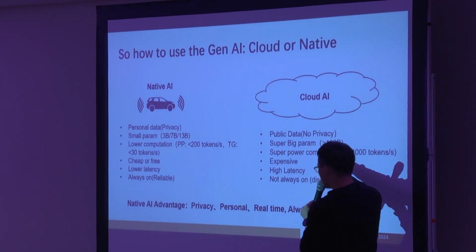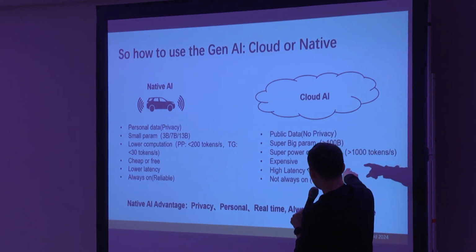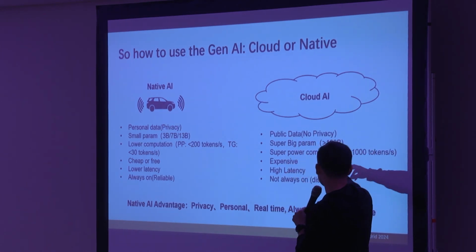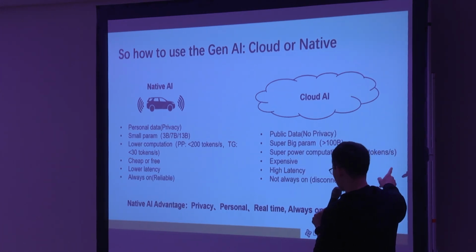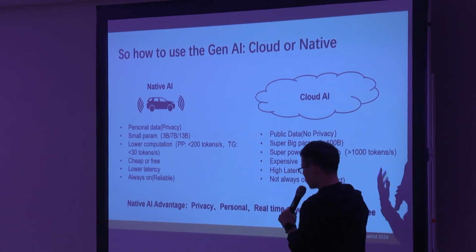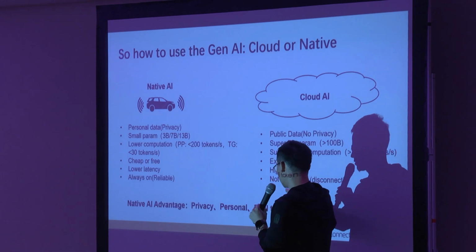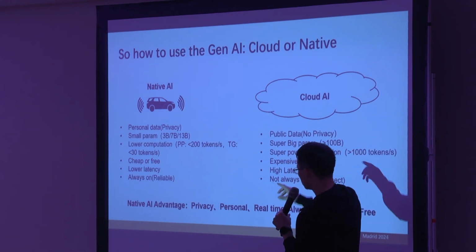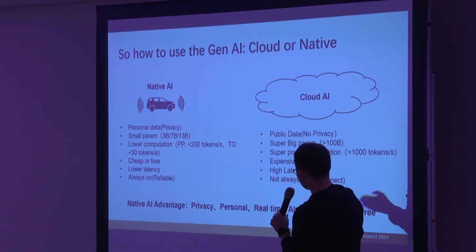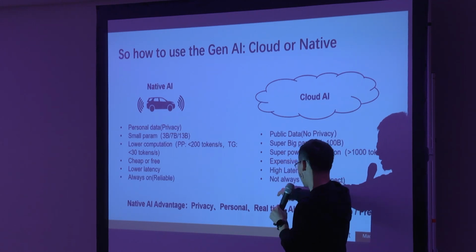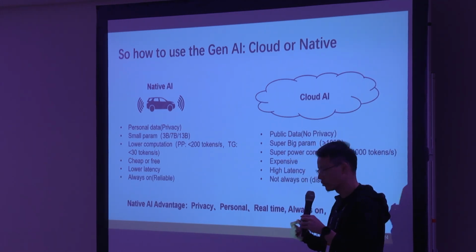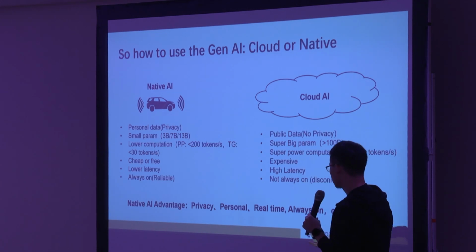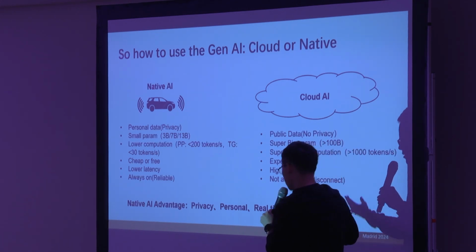It has super big parameters, bigger than 100 billion. It has super power computation. In 1 second, it could handle 1,000 tokens per second. But it's very expensive, you have to pay for it, and it has high latency because it's the internet. If you call it, you need to get the answer from the internet, and it's not always on, because sometimes when you're driving, you will get to some place that has no internet. You will disconnect, so it's very dangerous.